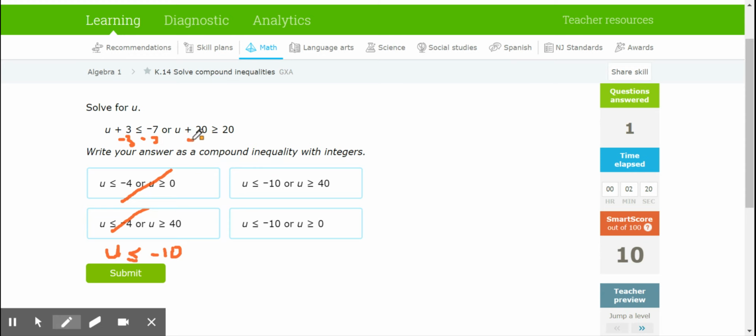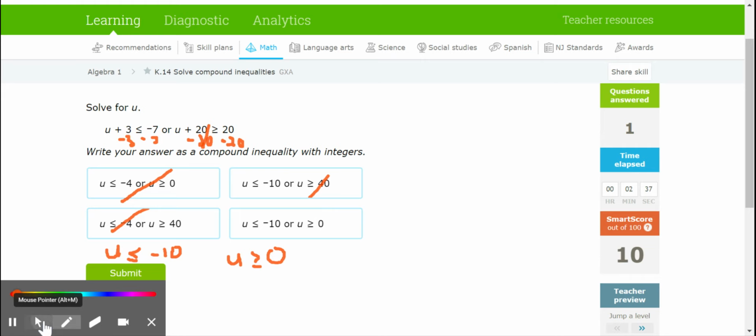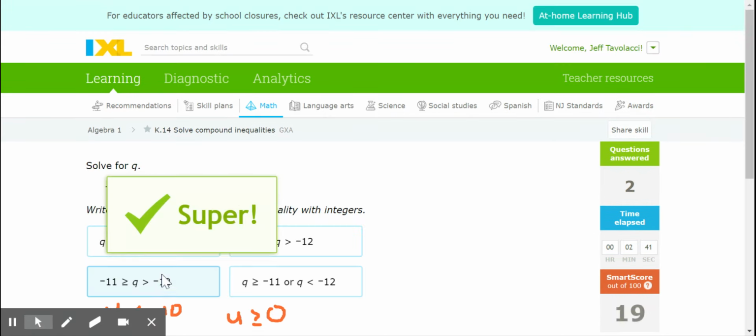Now, here we'll subtract 20. Subtract 20. So that's going to cancel. I'm going to have u, and that actually totals to 0, is greater than or equal to 0. So we're looking at, get rid of that. We're looking at the bottom one right there.